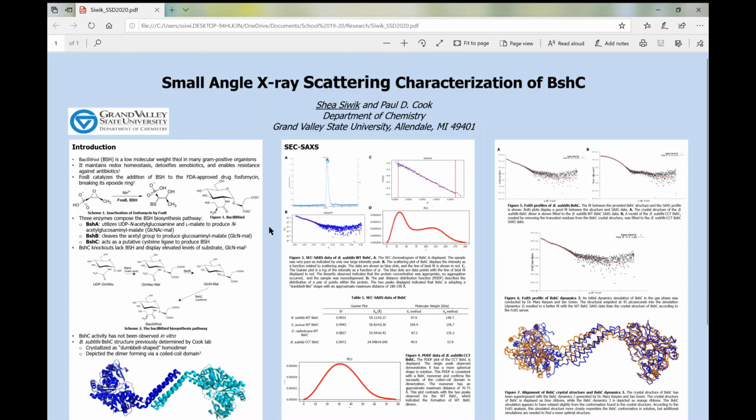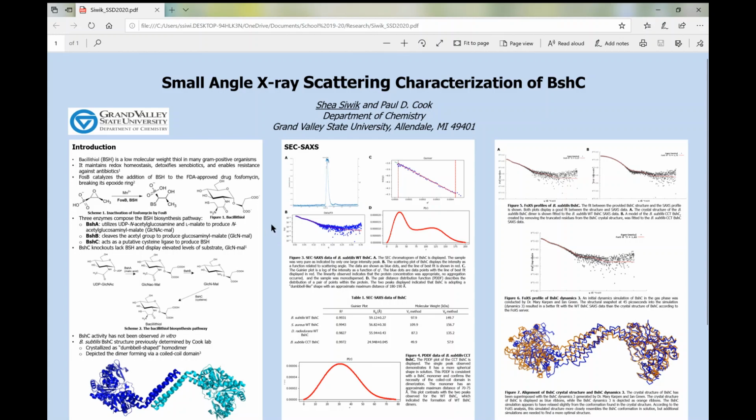Along the lines of detoxification, this can include contributing to antibiotic resistance of the organism. One specific example of this is resistance to the drug fosfomycin. This drug is commonly prescribed for urinary tract infections. And what can happen is there's an enzyme called FosB, which can catalyze the addition of bacillothiol to the epoxide ring of fosfomycin. And this can break open the drug. And now this drug is no longer effective against the organism.